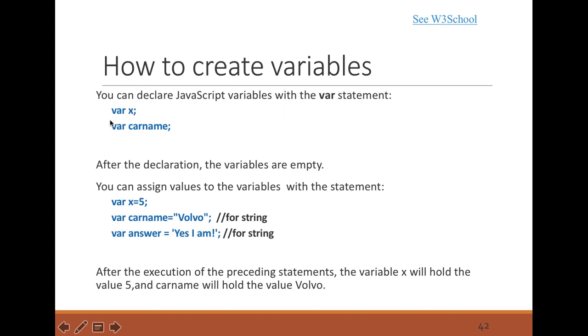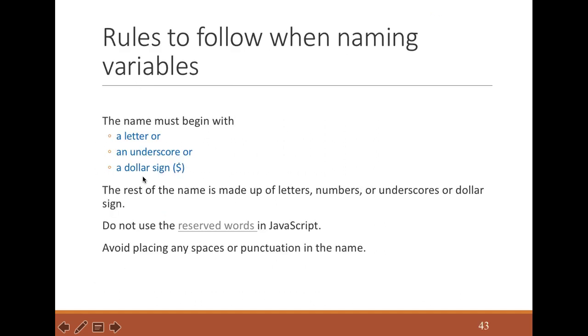Okay, so you have rules to create the variable names. If you're looking into the rules of variable naming, it must start with a letter, or put an underscore, or maybe put a $ sign. So these are the rules in naming variables. And please do not use reserved words. What is a reserved word? Reserved word means something that is already pre-built into JavaScript.